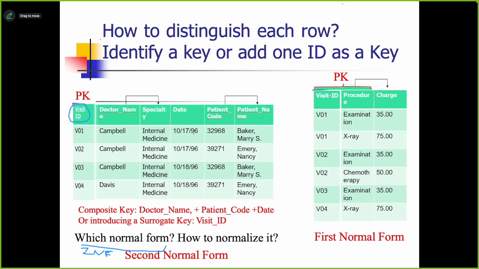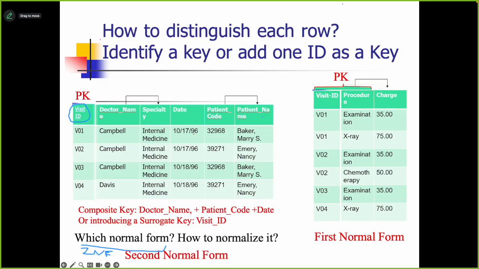And so is this table in 2NF, the table on the right? No, there is a partial dependency, exactly. So there is a partial dependency between charge and procedure. And this is because your primary key is composite here. So you have visit ID and procedure as your primary key.